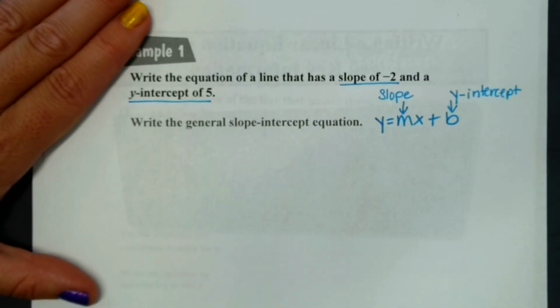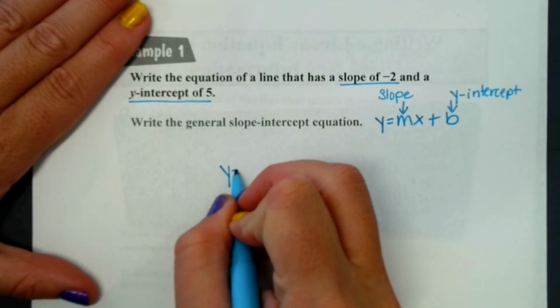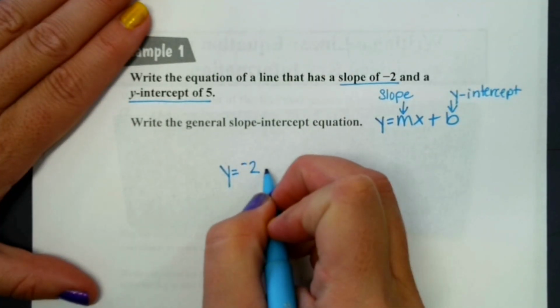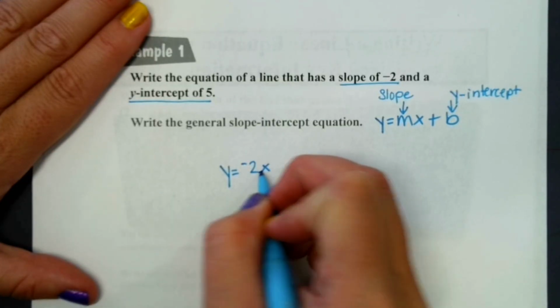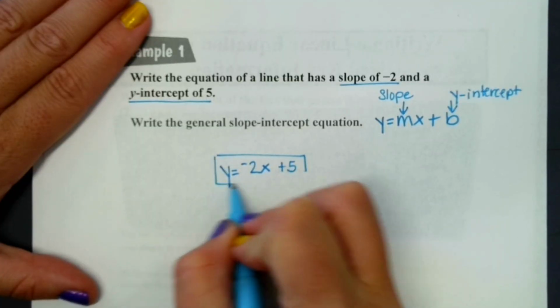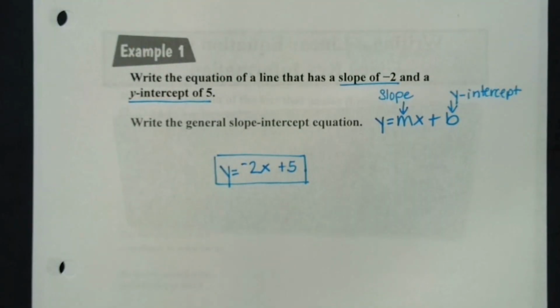So I'm replacing the m and the b. Y equals, now what? -2, then what? No, not yet. X. And then plus 5. A lot of you in your checkup did leave off that X. Very important that we don't leave that off.